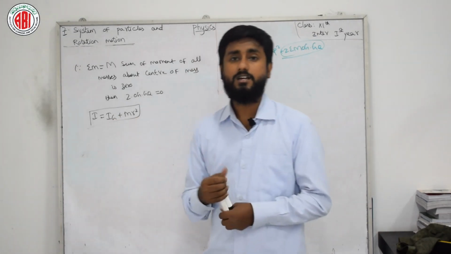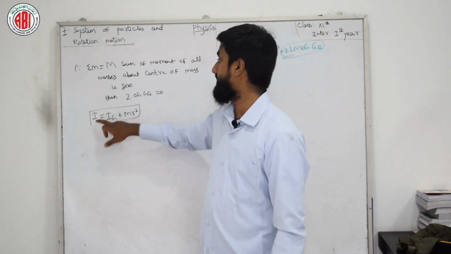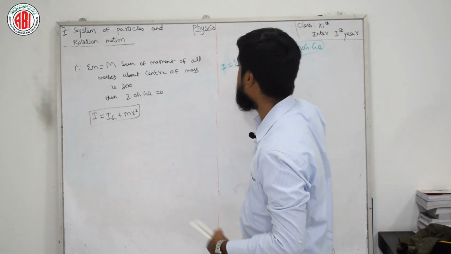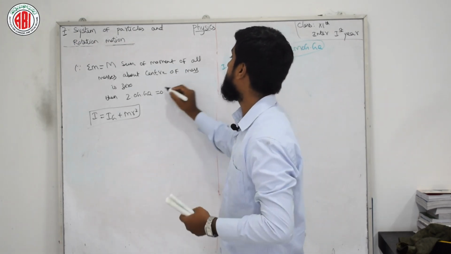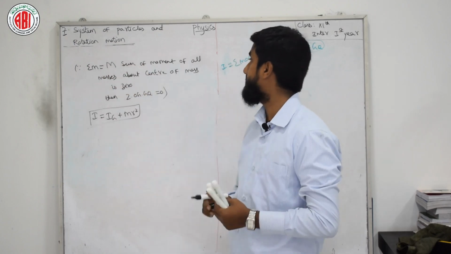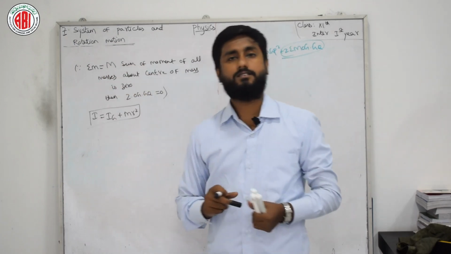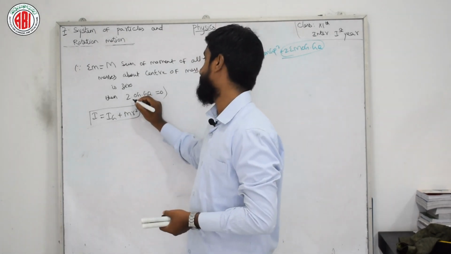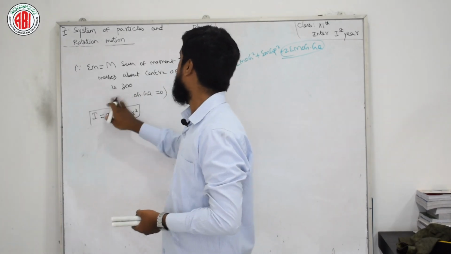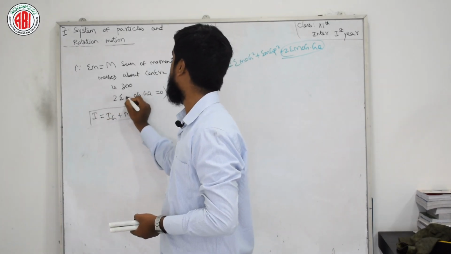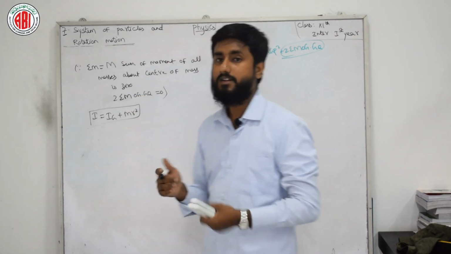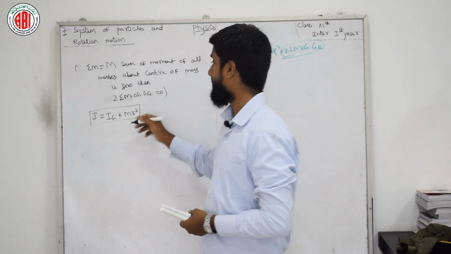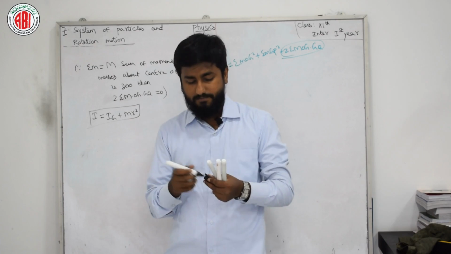Nothing but, after doing some steps, we got finally I is equals to IG plus MR square. You can write this step directly after this, but you need to write these few lines here: since the sum of the moment of all masses about the center of mass is 0, that is 2 sigma m into this becomes 0. Then you can write this step. So this is our parallel axis theorem.